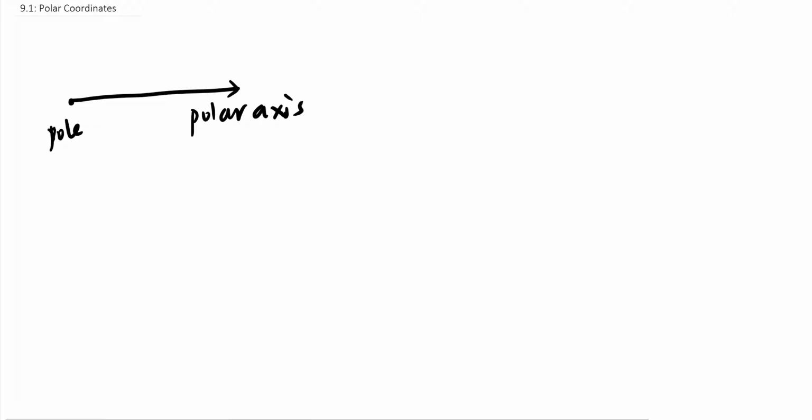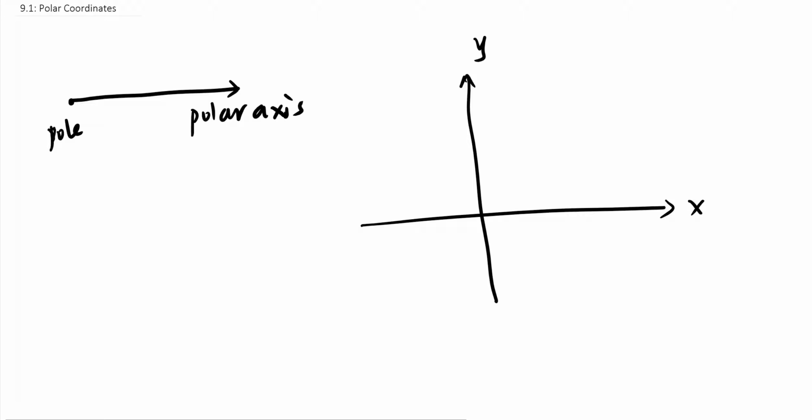So this coincides with the x-axis. If we draw the rectangular plane, the xy plane, this is the pole here, and this is the polar axis. The polar axis is basically a ray that goes from the pole out. It's a ray that coincides with the positive x-axis.